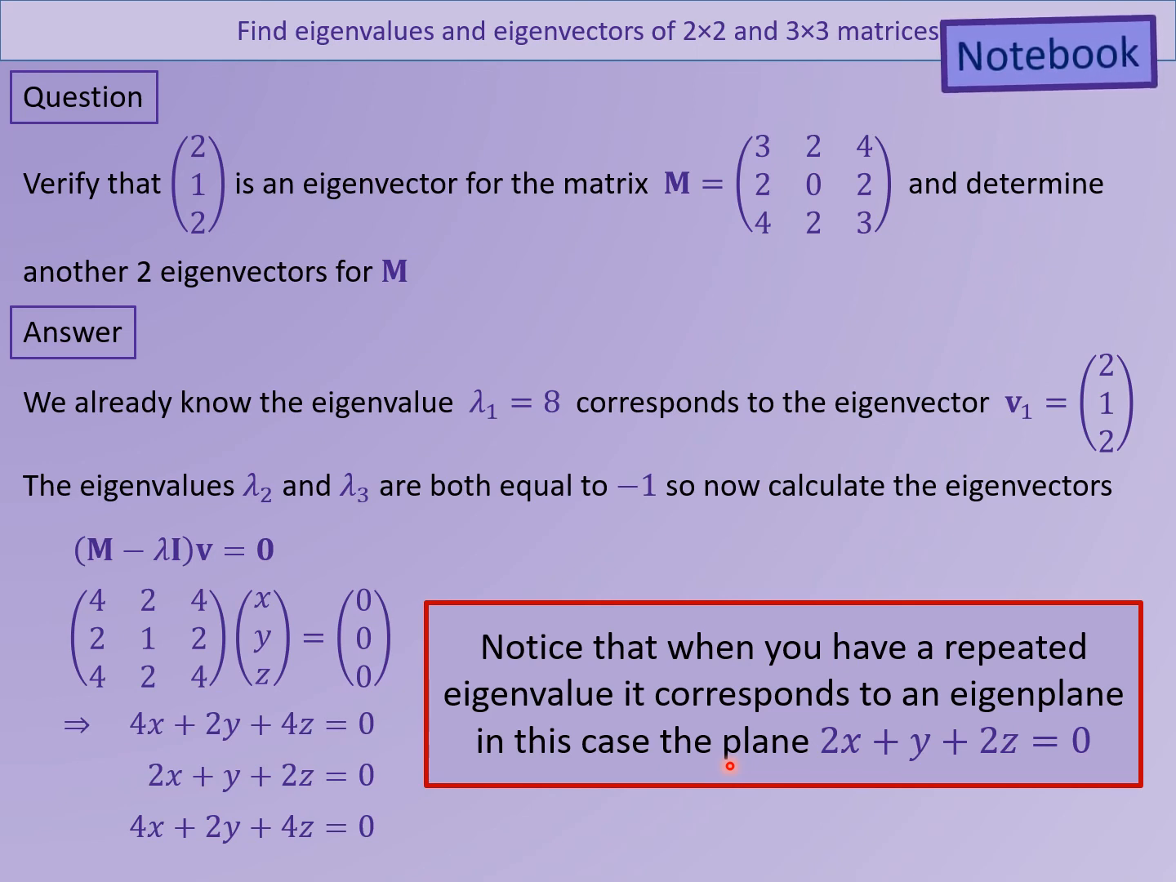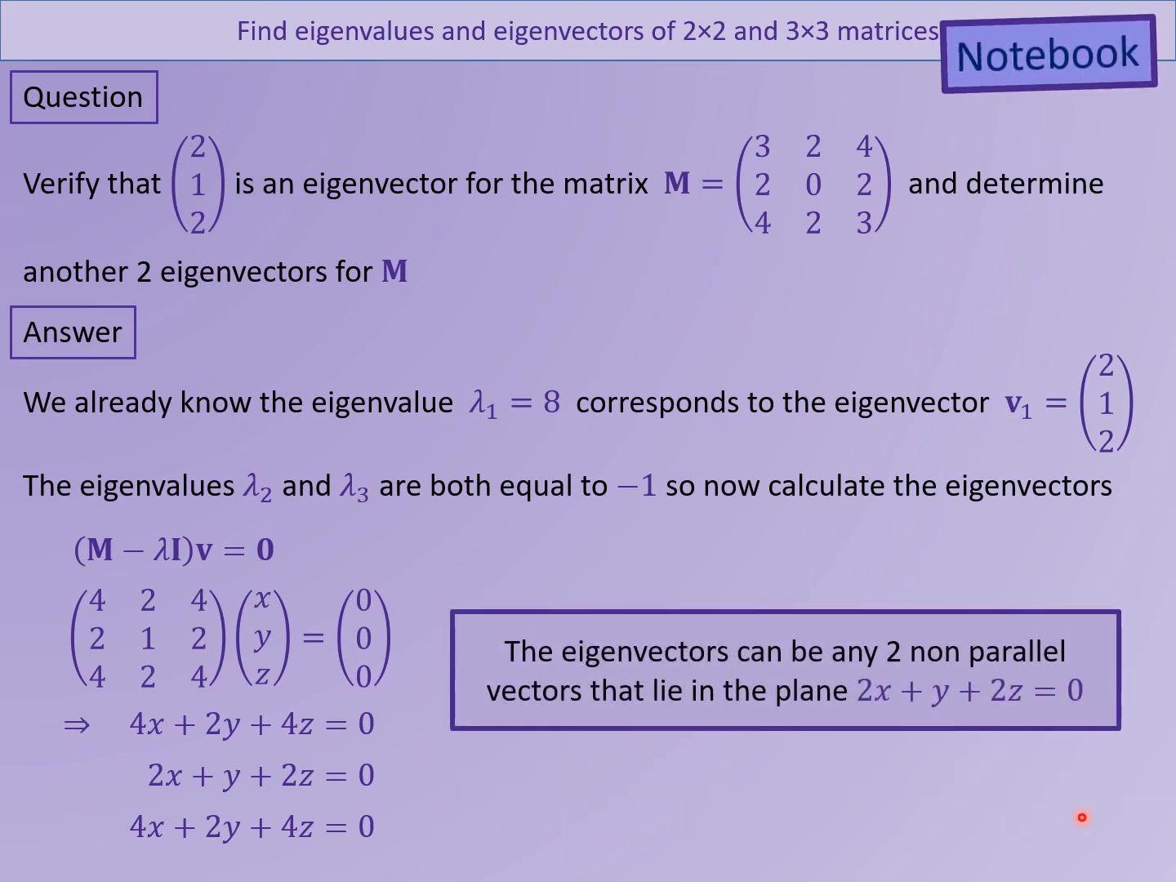The same as in the previous situation, you can find any vector that works in here. What's important though is because we've got two eigenvalues, we do need to have two eigenvectors. And you can pick any vectors you like as long as they're not parallel. That's an important fact, so make sure you get that down in your notebooks. The eigenvectors can be any two non-parallel vectors that lie in that plane.